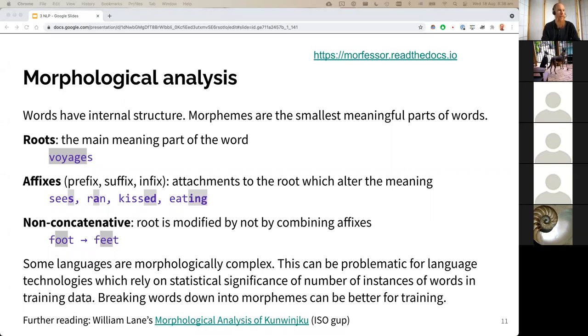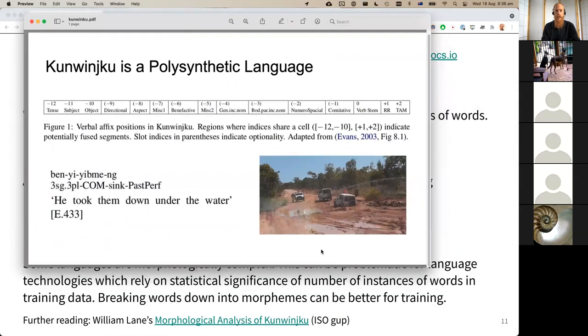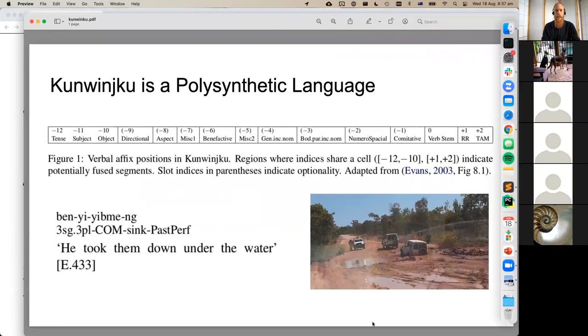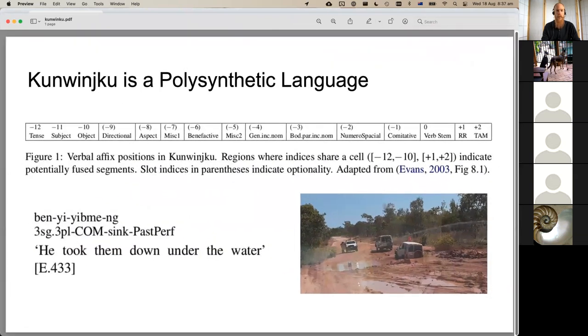Now, some languages have extremely complex morphemes. I just want to show this example from William Lane's work building a morphological parser for the Kunwinjku language. The word shown on the slide here means he took them down under the water. The top row here is the word that's been transcribed with dashes separating the different morphemes. This is a gloss. And then we have a translation.